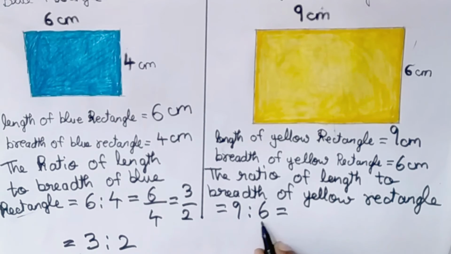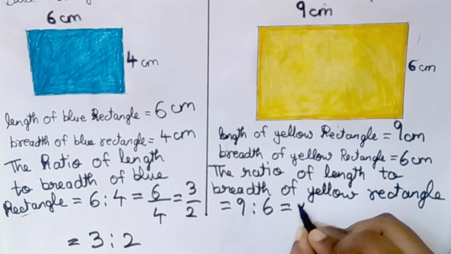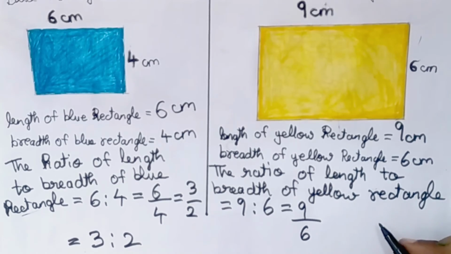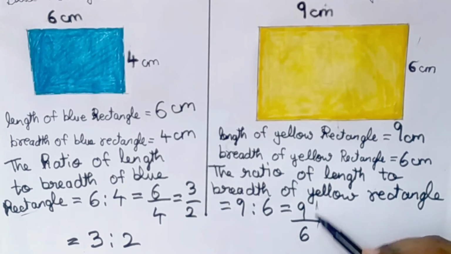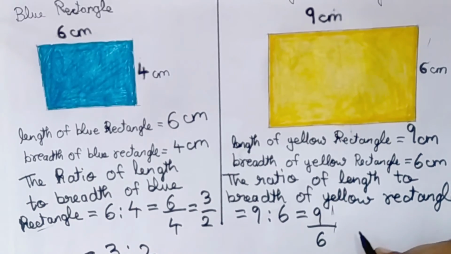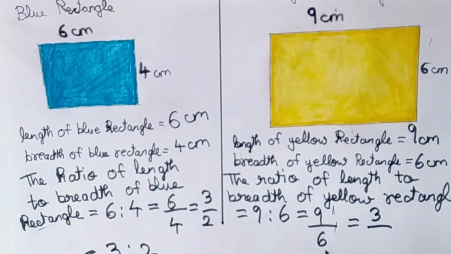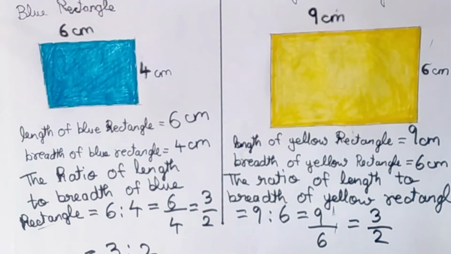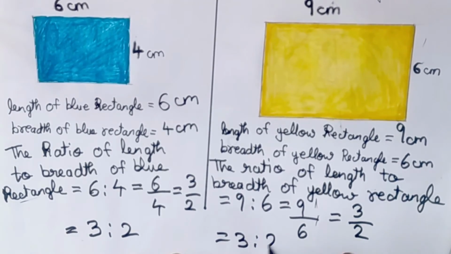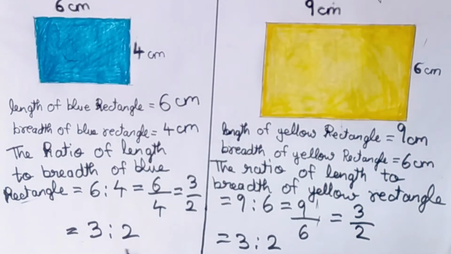This 9 is to 6 we can write in numerator upon denominator form, so 9 will come in the numerator: 9 upon 6. Now we can reduce it further. Both 9 and 6 can be divided by 3. 9 divided by 3 is 3, and 6 divided by 3 is 2. So it is 3 is to 2. The ratio of length to breadth of the blue rectangle is 3 is to 2, and the ratio of length to breadth of this yellow rectangle is also 3 is to 2.